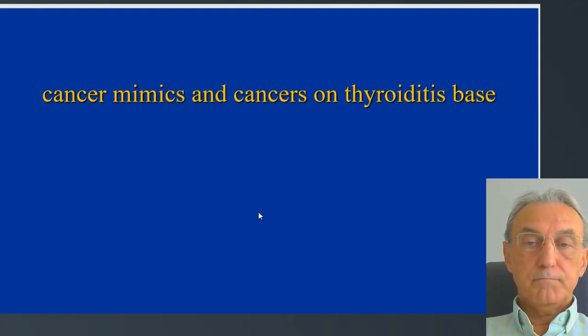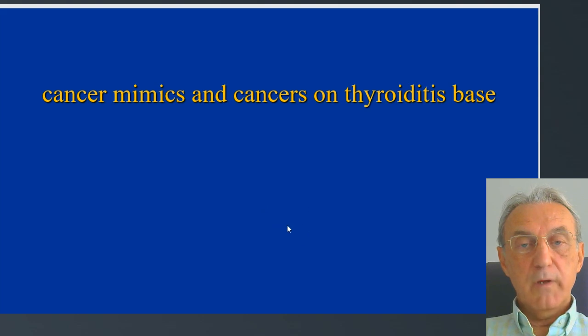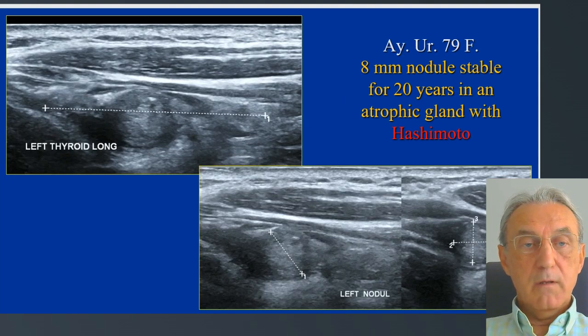If we look at the cancer mimics and cancers that develop on thyroiditis base, this is a 79-year-old female who has a nodule, an 8 millimeter nodule. The gland is small, atrophic, because she has Hashimoto. This nodule was stable throughout many years, so it's a benign nodule.